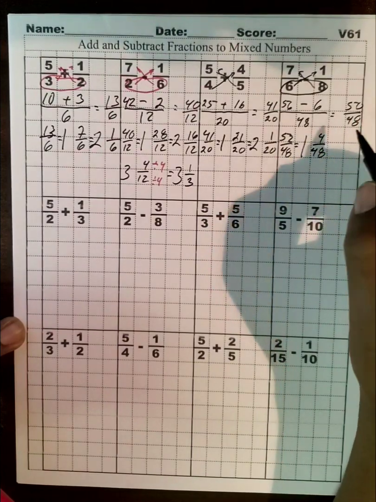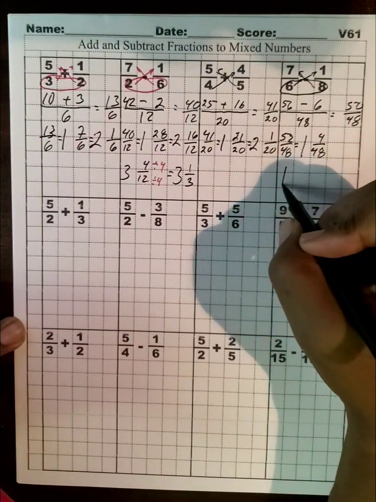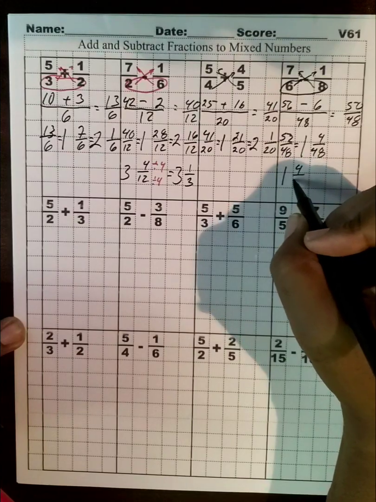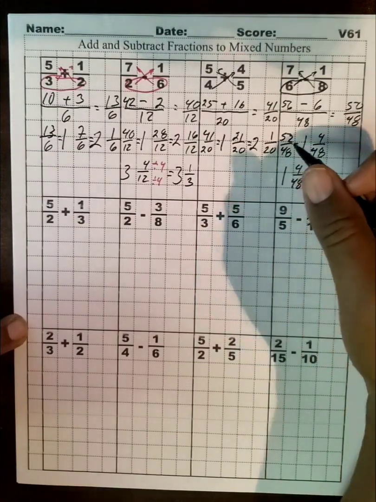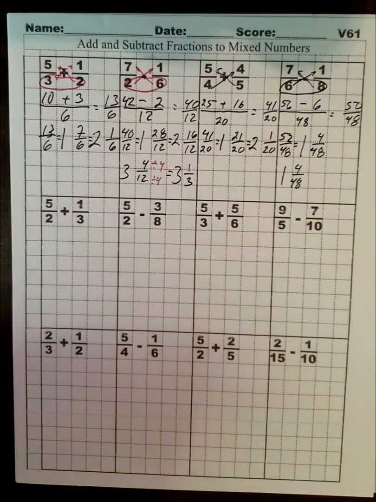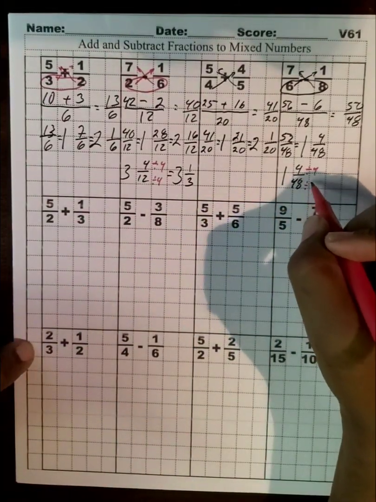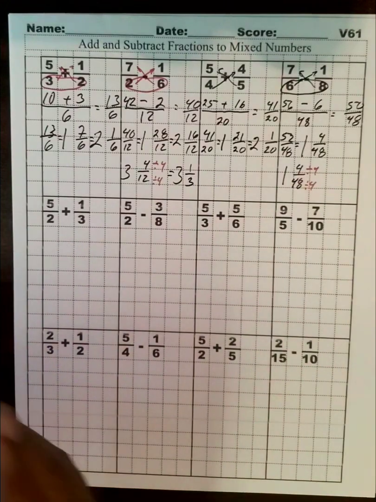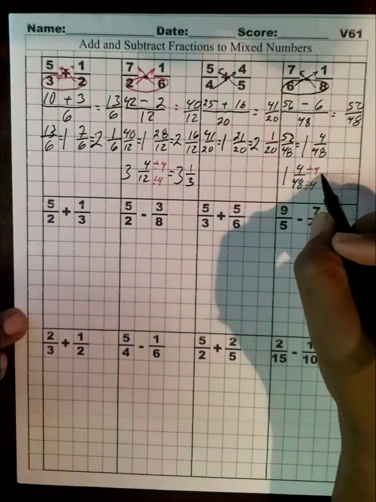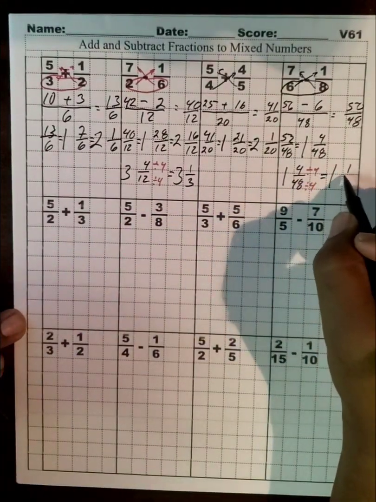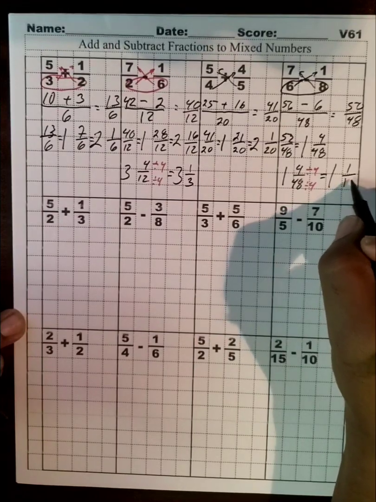Okay, and now I'm going to simplify this. Let's write 1 and 4 over 48 here. And I'm going to simplify by dividing it by the greatest common factor, which is 4. So divide by 4, divide by 4. And the simplified answer is 1 and 1/12.